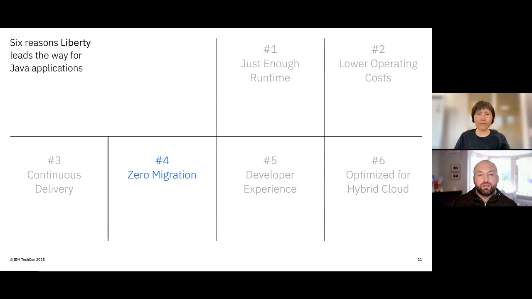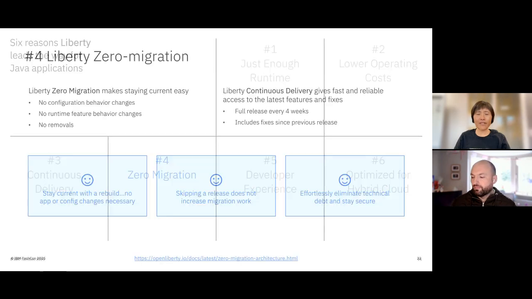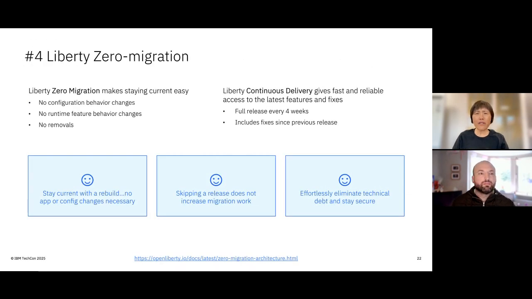So that's our continuous delivery. Let's talk about zero migration, reason number 4. Zero migration is one of the unique features offered by Liberty. You cannot see any zero migration provided by other runtimes. So what is zero migration?